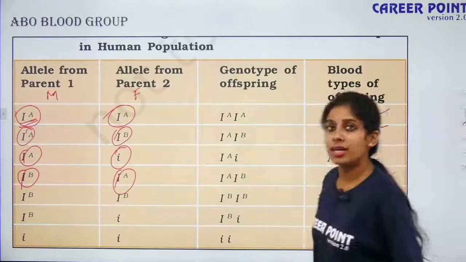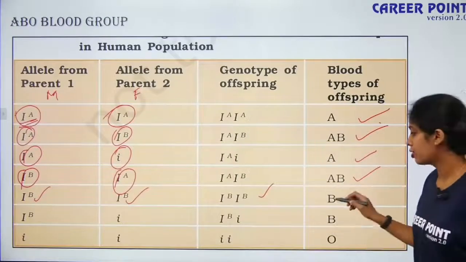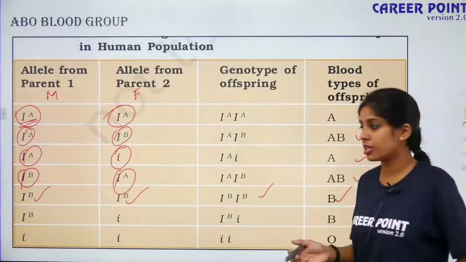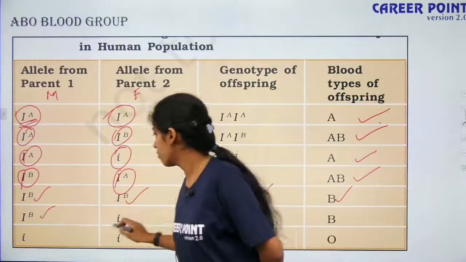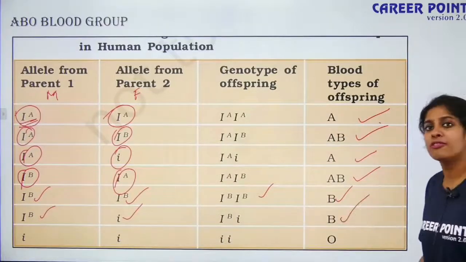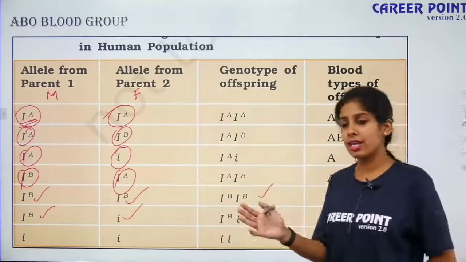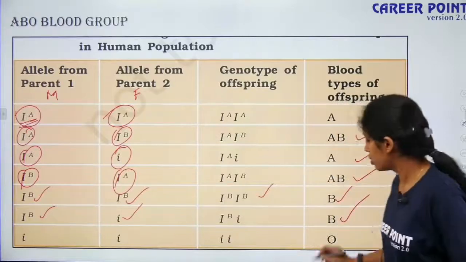Okay, so your mother has B, your father also has B, so hence your blood group is B because B sugar is produced. Your mother has B, your father has i, so obviously i is recessive, so you will have B group. What if both of them have a recessive allele? That is, both of them have small i and small i, which means you will have O group.